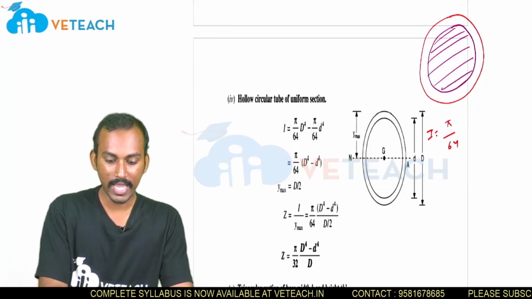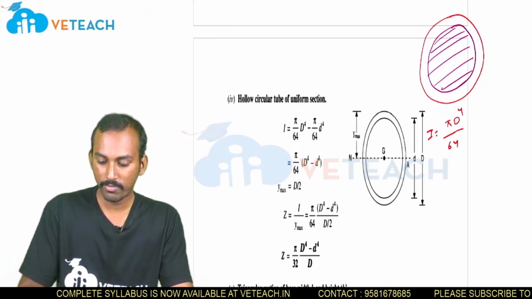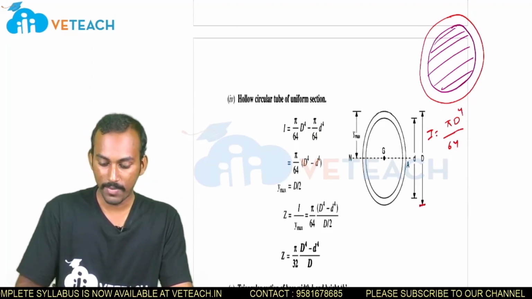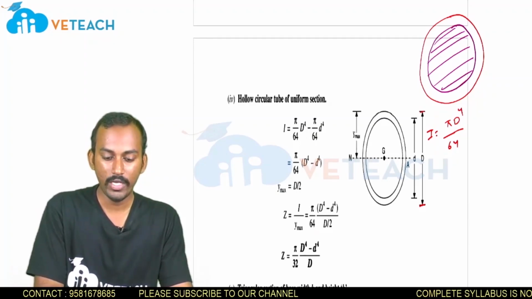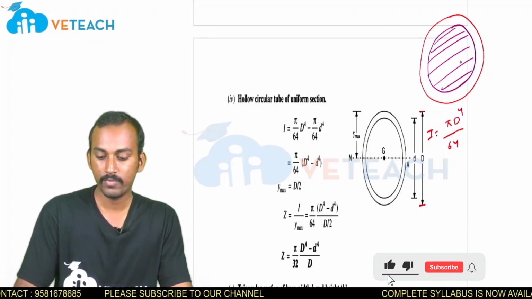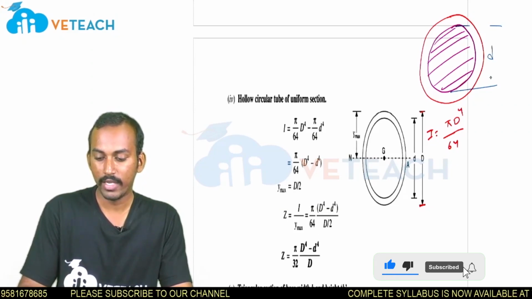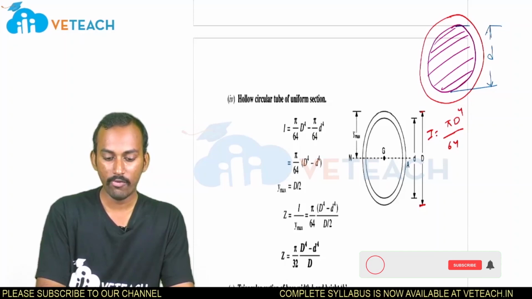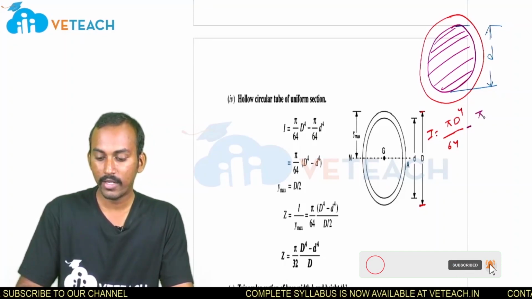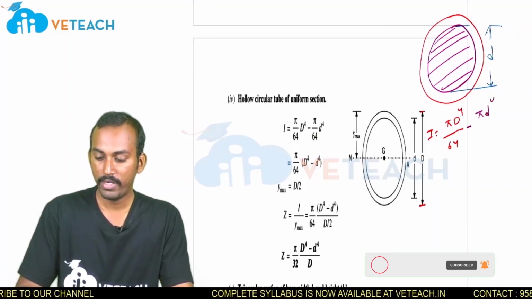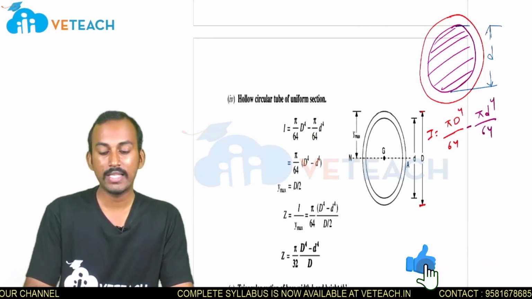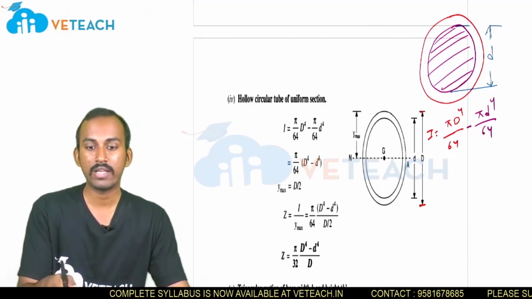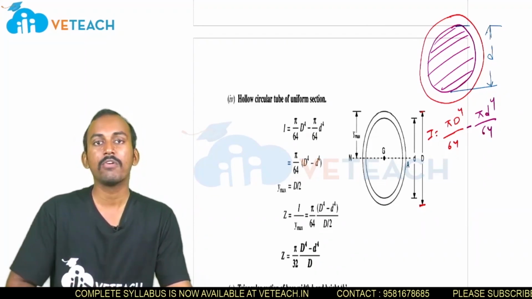Here we are considering it as a capital D, pi capital D power 4 by 64. Capital D means the outer diameter of the circle, and small d indicates the inner diameter. So this inner part is hollowed, that means removed. So now you have to put minus the inner hollow part, pi d power 4 by 64. Initially it is a solid member, and we are removing this central part. So that part is pi d power 4 by 64.